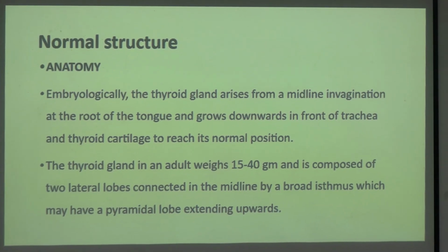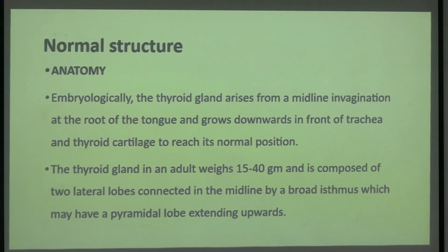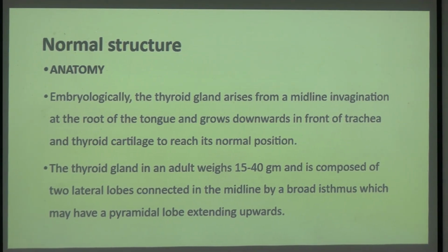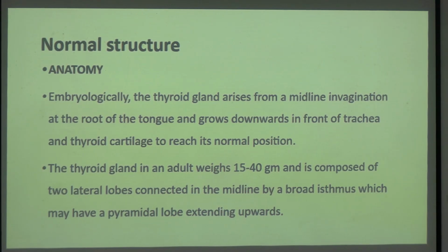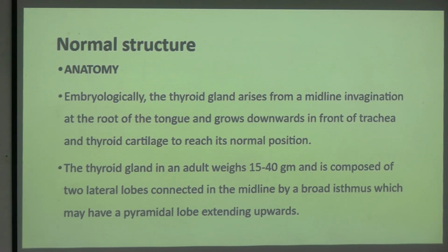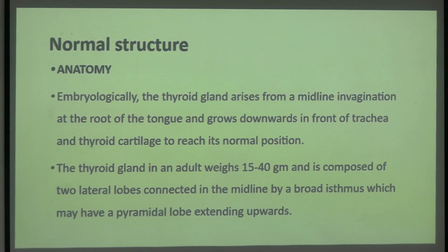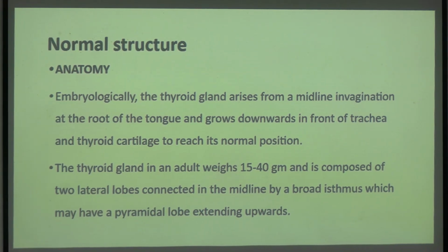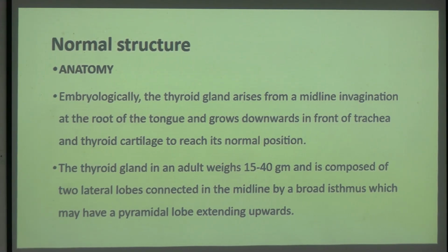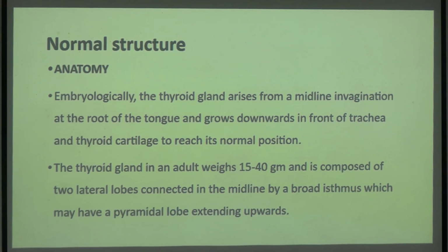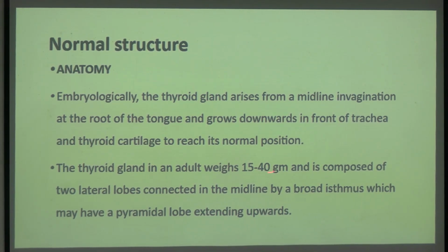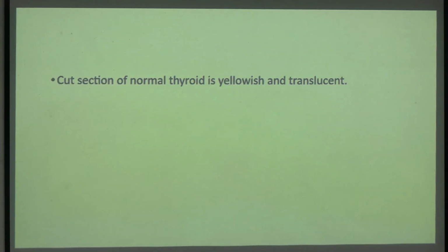I think you all know the normal structure of thyroid anatomy. Embryologically, the thyroid gland arises from a midline invagination at the root of the tongue and grows downward in front of the trachea and thyroid cartilage to reach its normal position. The weight of the thyroid gland is 15 to 40 grams. The texture of the thyroid is yellowish, translucent.